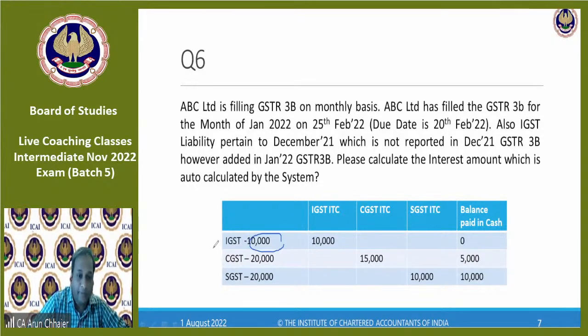Because the liability pertains to which month? December. What is the due date of payment of the tax of December? That is 20th Jan. So if not paid, then from 21st to the actual date of payment, you need to calculate the interest. From Jan 21 to 31, it is 11 days, plus 25 days of February. So the total is 36, Akash, total 36, not 35.